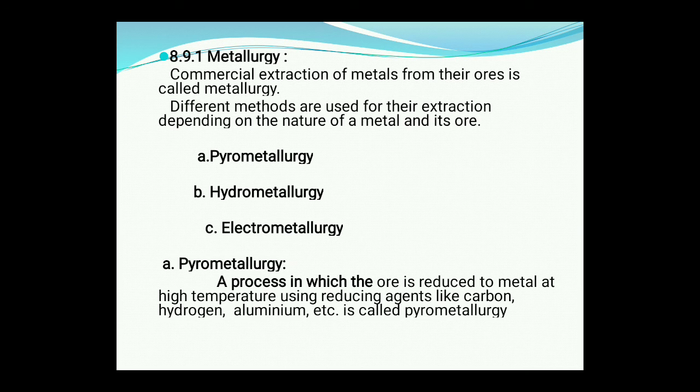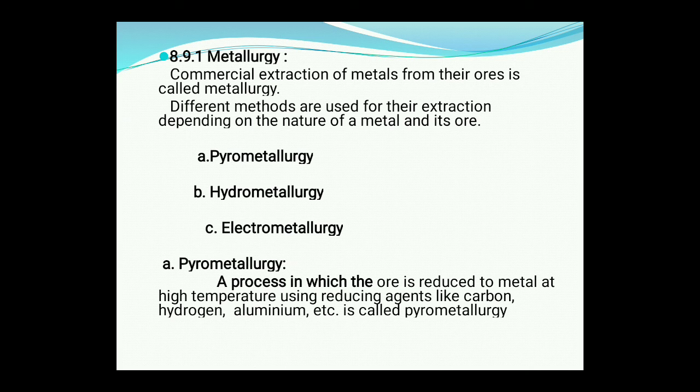First is pyrometallurgy. Pyrometallurgy is the process in which ore is reduced to metal. Basically, this sentence is true for every type. Where the ore is reduced to metal at high temperature using reducing agents like carbon, hydrogen, aluminum, etc., that is called pyrometallurgy. Now, suppose the example of iron.